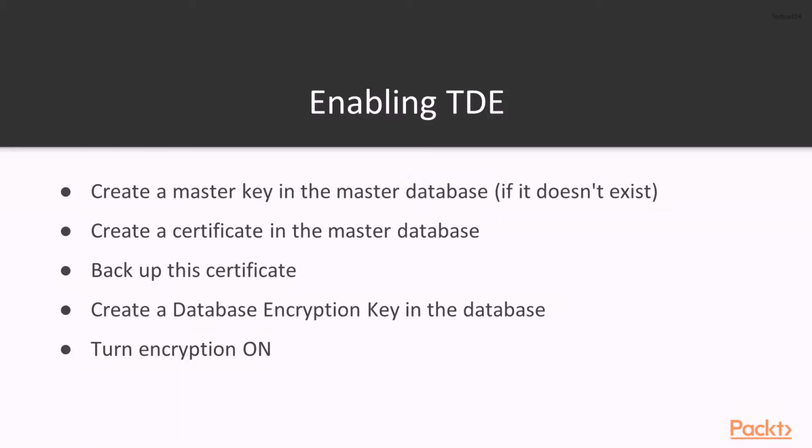And this certificate is actually what will protect our encryption. We do need to back up the certificate. There is no recourse if you call Microsoft support and you lost the certificate, so please back this up immediately. We then create a database encryption key in the database, and this is the key that encrypts the data and is protected by that certificate we created in the second step. And lastly, we simply turn encryption on.